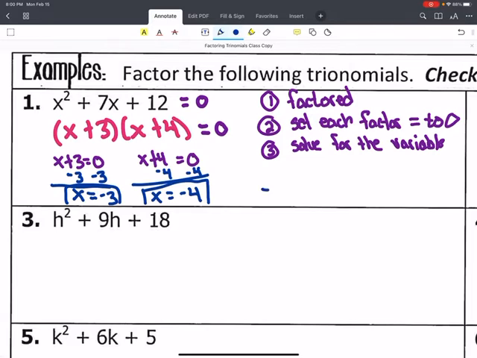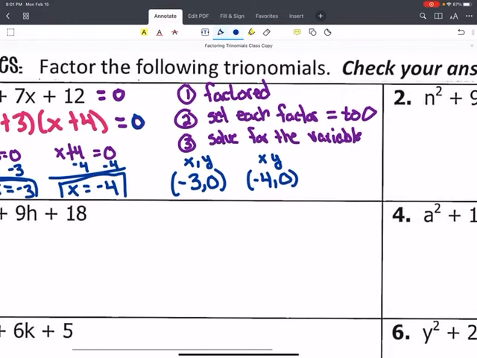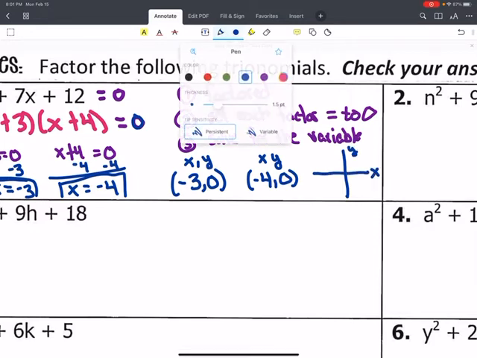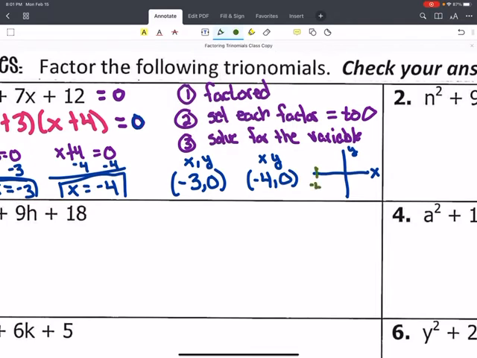Okay? If x is negative 3 and we set this whole thing equal to 0, I now have an ordered pair in x comma y, negative 3 comma 0. And I have a second ordered pair, x comma y, of negative 4 comma 0. And what's interesting about this is that whenever we start graphing those points on a coordinate plane, those are called the zeros of the function, which means that this graph would pass through the x-axis at those points.